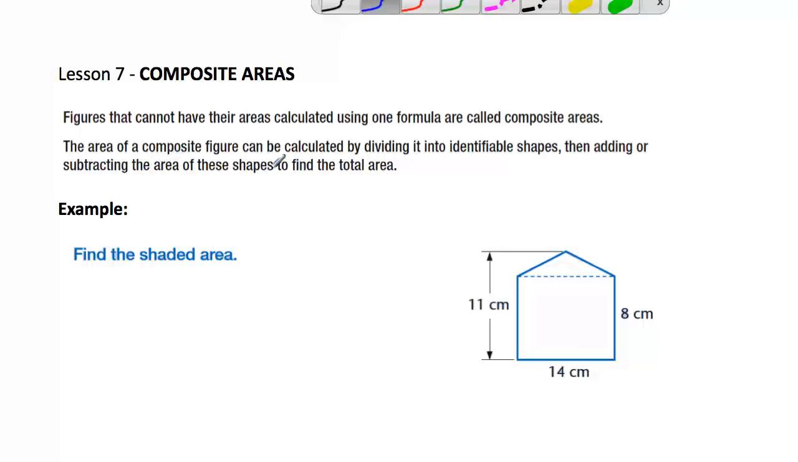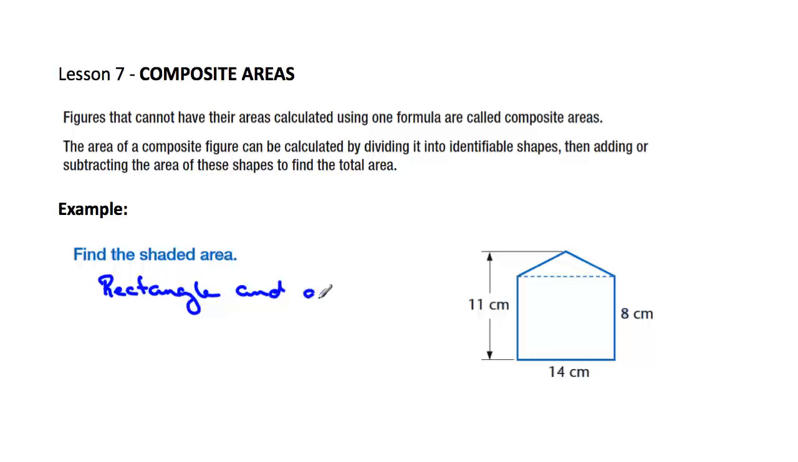So the area of a composite figure can be calculated by dividing it up into shapes, what we call identifiable shapes, shapes that you already know, and then we add them together or subtract if necessary to find the total area. So in this particular example, we have a rectangle and a triangle. So the two shapes, if you can see them there, are a rectangle and a triangle.